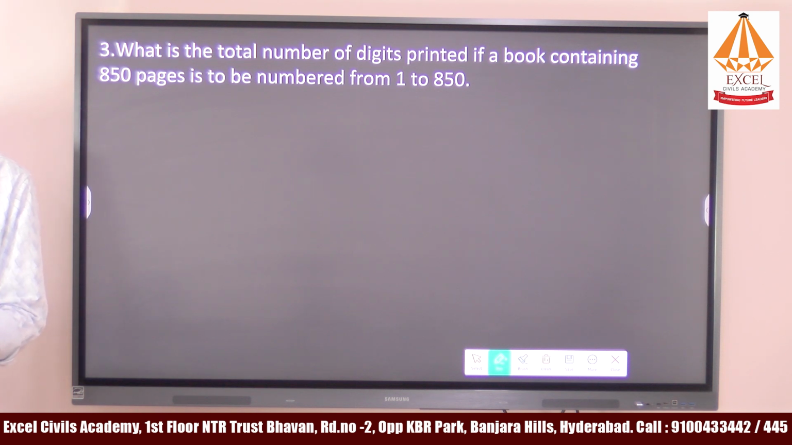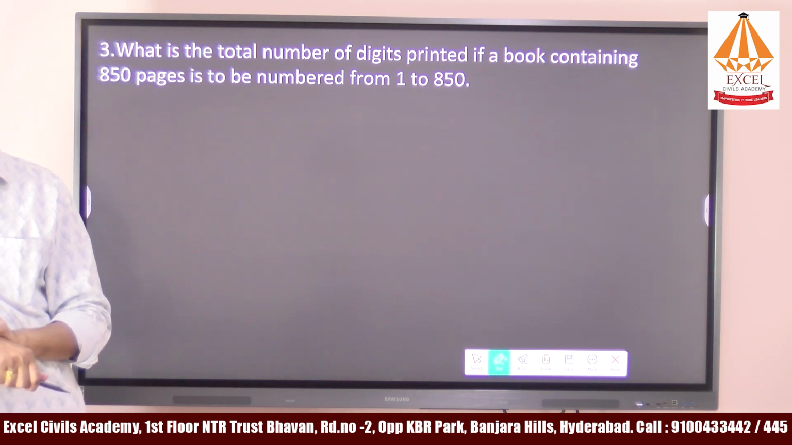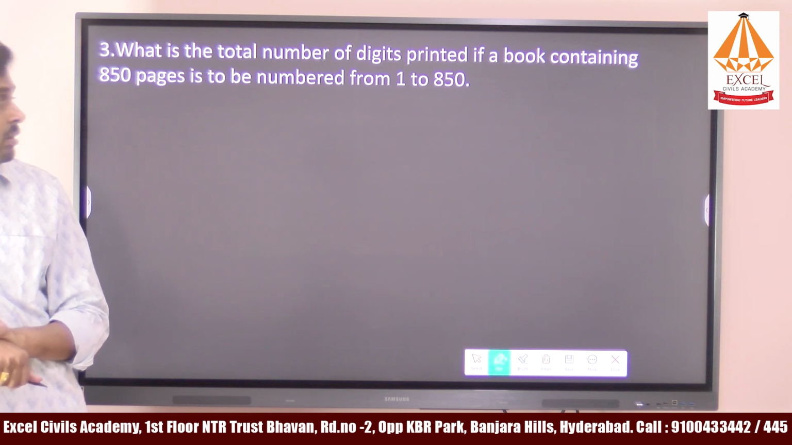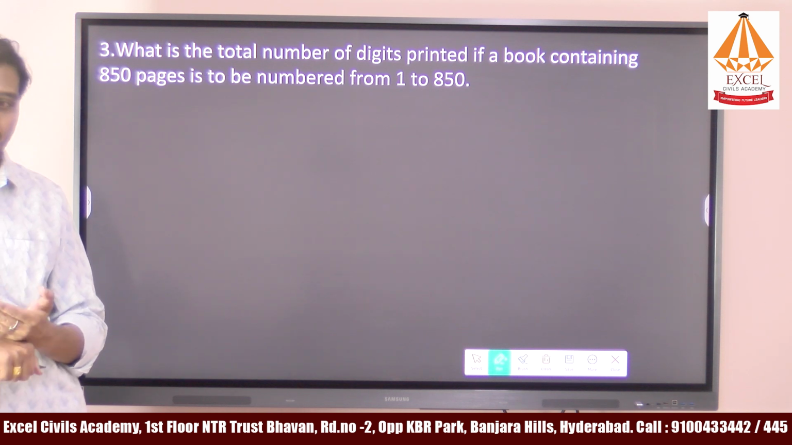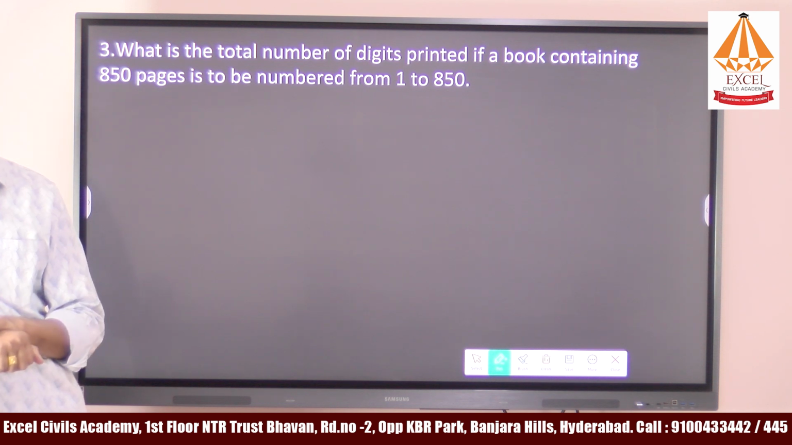First you try to understand the problem. What is the problem here? What is the total number of digits printed if a book containing 850 pages is to be numbered from 1 to 850? Do you understand the question first? A book has pages 1 to 850. Then how many total digits do we use from the number 1 to 850?